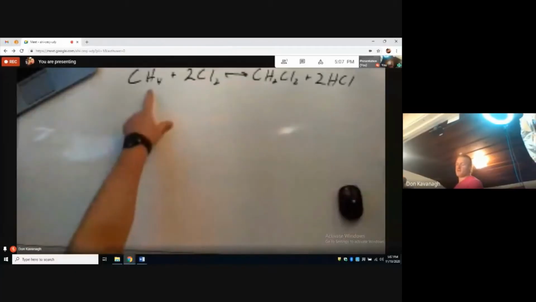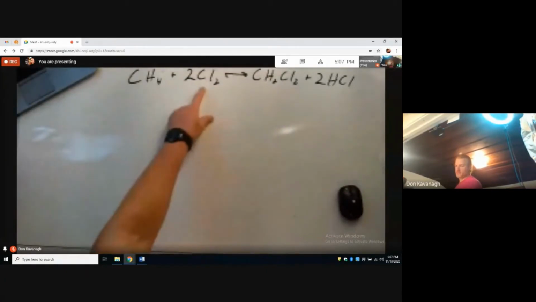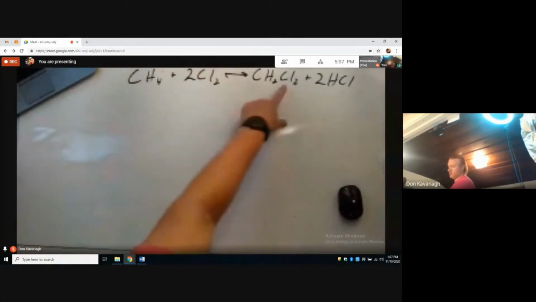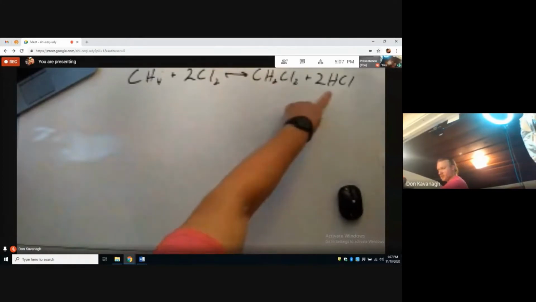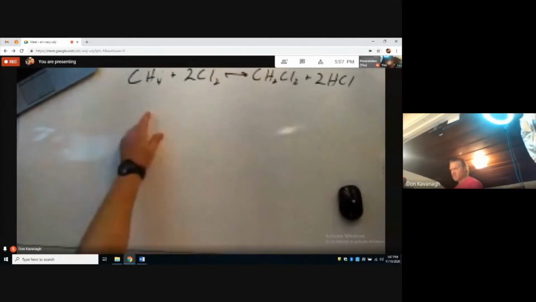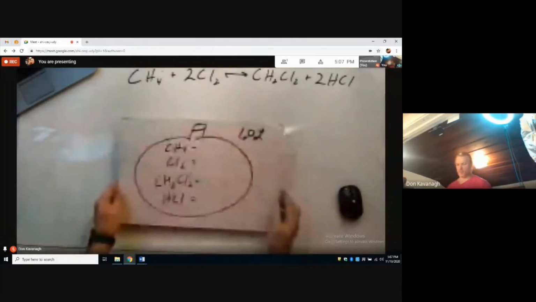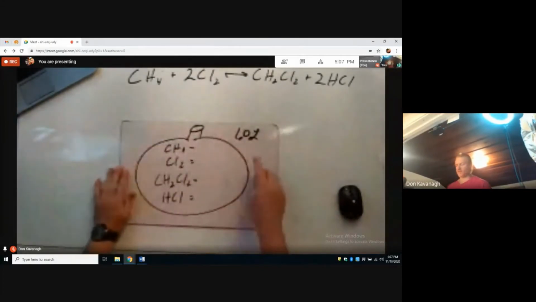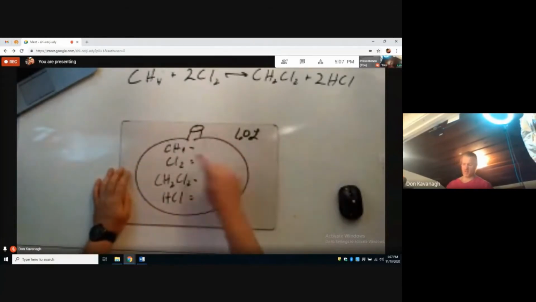This is the balanced chemical reaction of methane reacting with chlorine gas to produce dichloromethane and hydrochloric acid in a 1 liter vessel. This apple-looking pitcher here is meant to be a 1 liter vessel. And at equilibrium, all 4 species are present inside of this vessel here, although in different quantities.